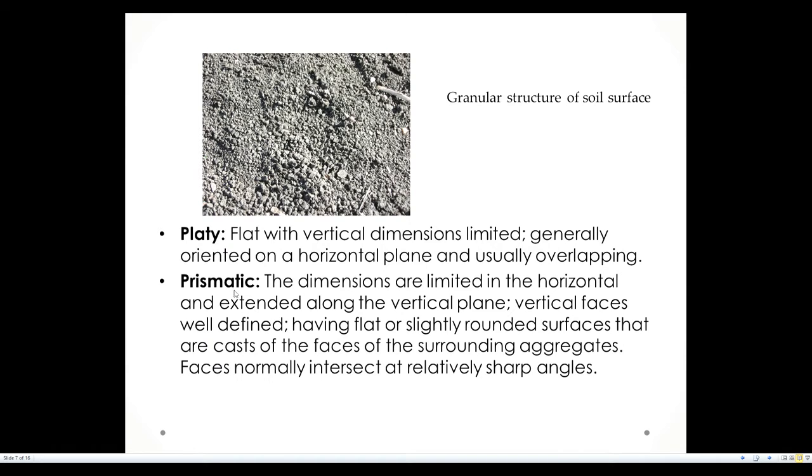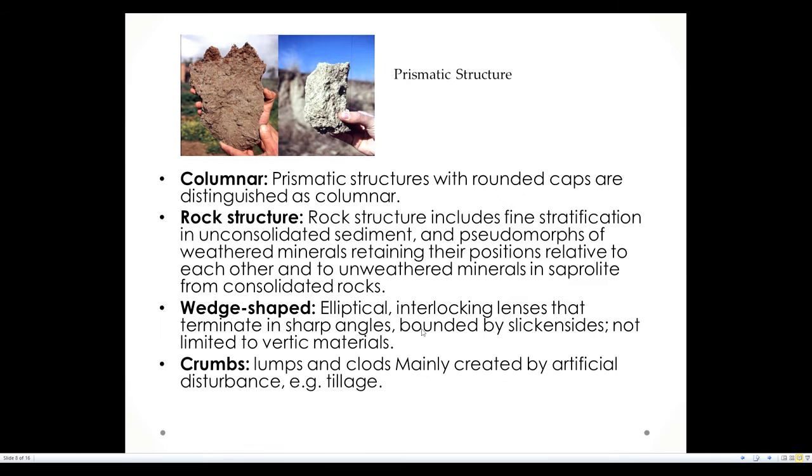The next is prismatic. In prismatic, the dimensions are limited in the horizontal and extended along the vertical plane. The vertical faces are well defined, having flat or slightly rounded surfaces. This is the prismatic structure of the soil. The next one is columnar. In columnar, the prismatic structures with rounded caps are distinguished as columnar.